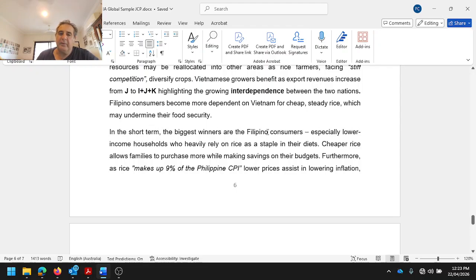Okay, so in the short term, the biggest winners are the consumers, naturally, and in particular low-income households. It's always nice to pick a particular group of people.